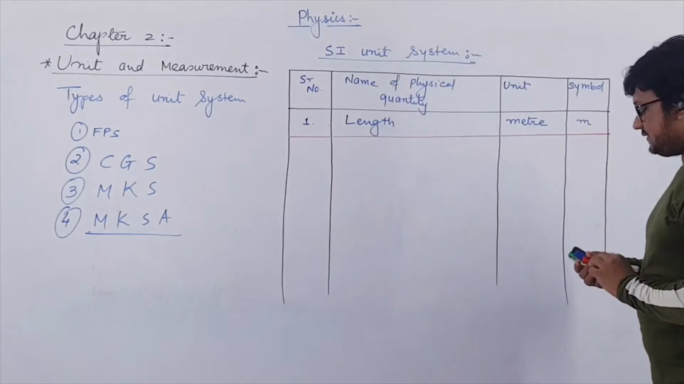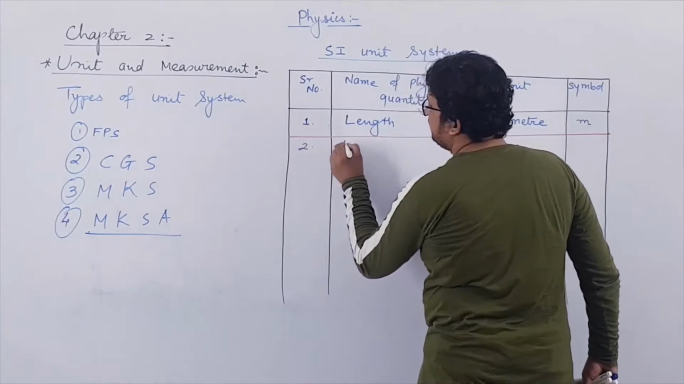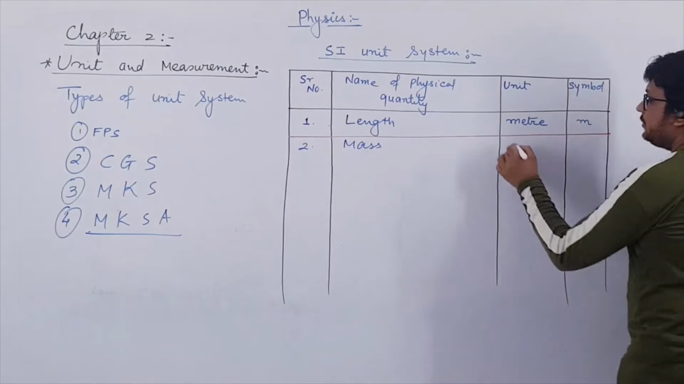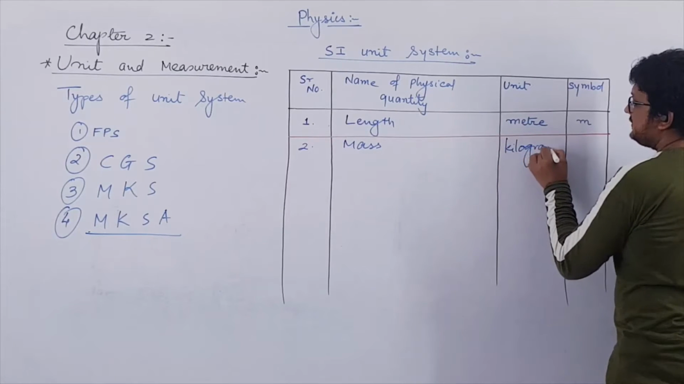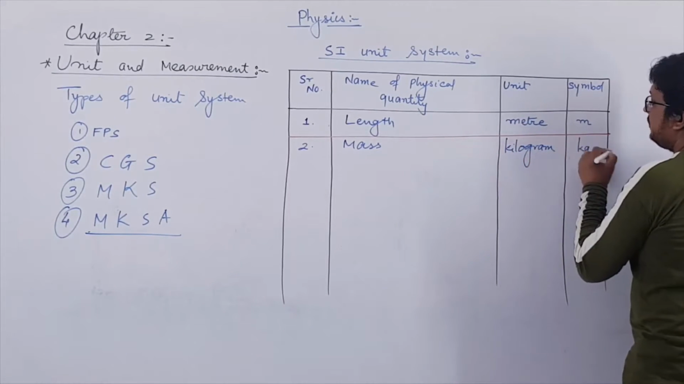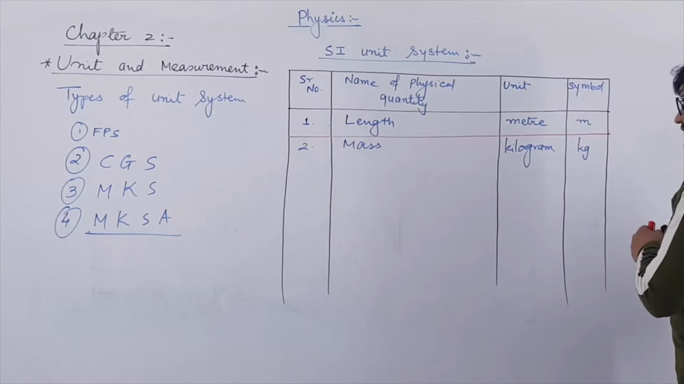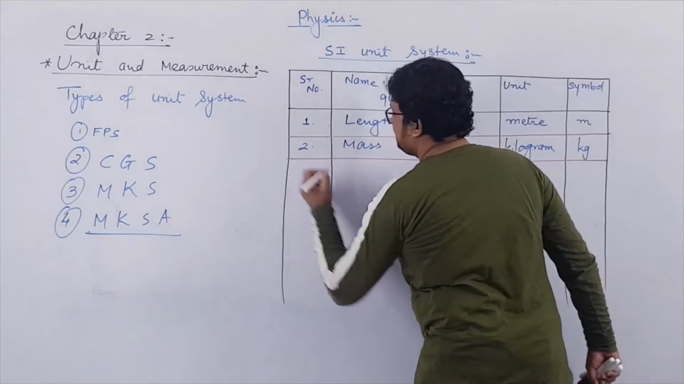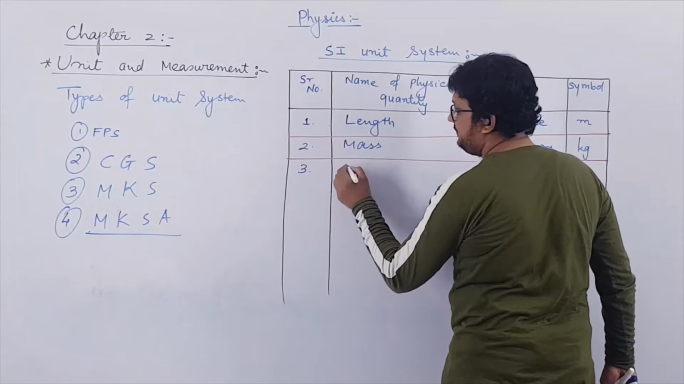Now the second physical quantity was mass. The SI unit is kilogram and the symbol is kg. So the second physical quantity is mass, its unit is kilogram and symbol is kg. The third physical quantity is time.